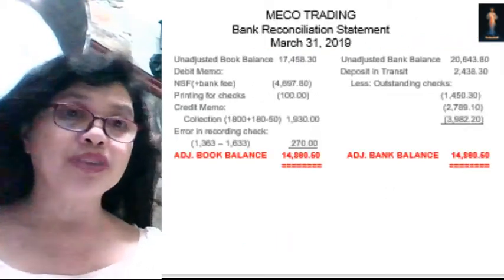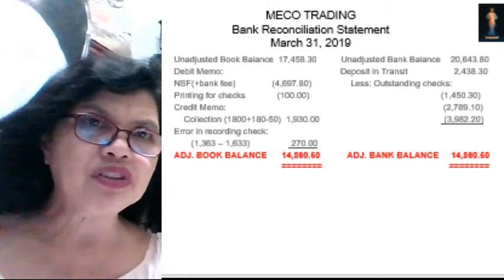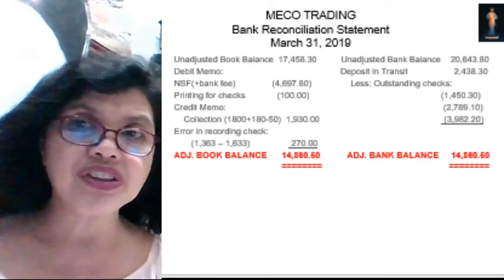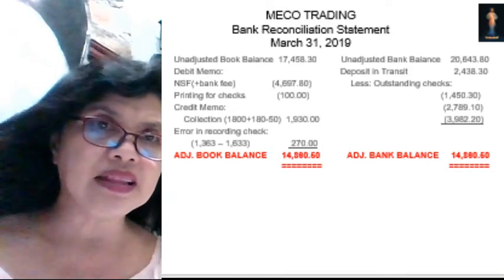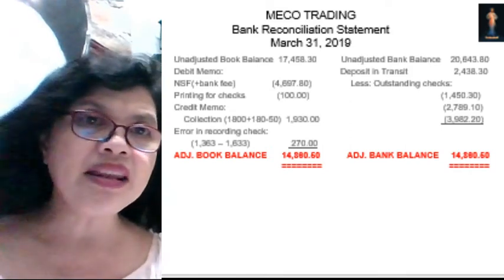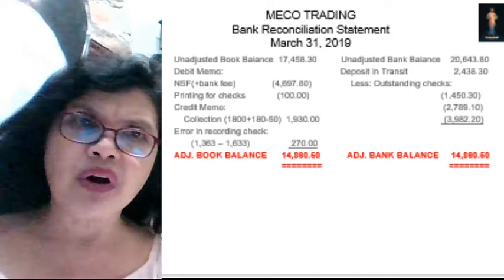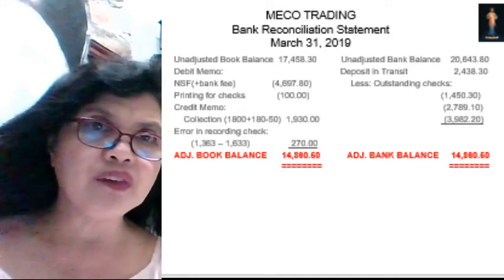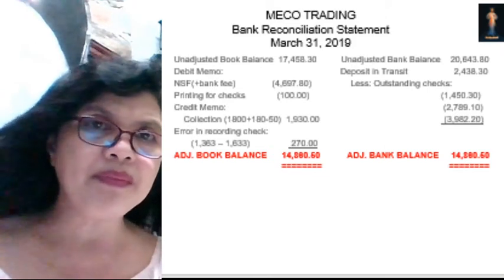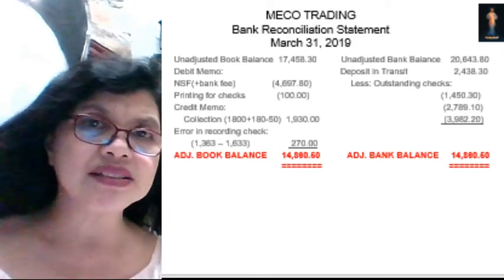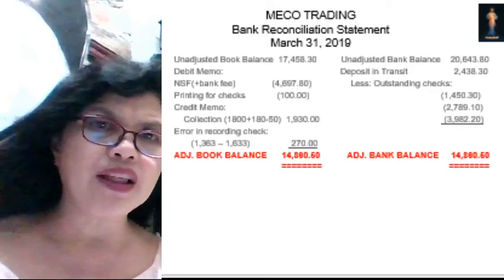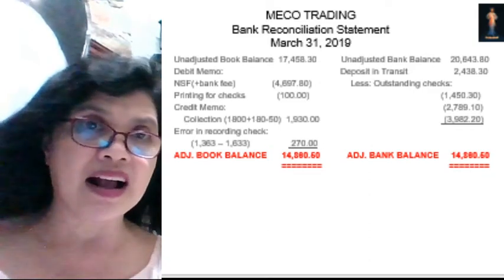Okay, here is now the correct answer. Meco Trading Bank Reconciliation Statement, March 31, 2019. We start with the unadjusted book balance. So how much was the unadjusted? 17,458. This is given in the problem. Unadjusted bank balance is 20,643.80. So everything that follows here are the reconciling items.